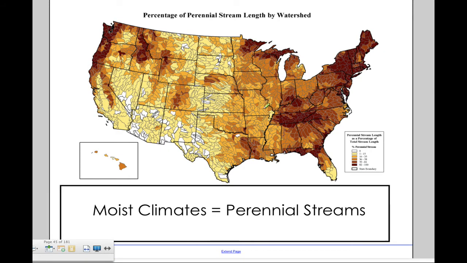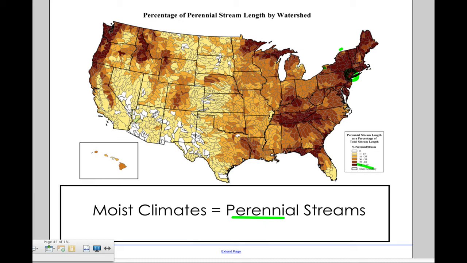So here we have rivers. Moist climates are perennial, streams that flow year-round. Darker colors show that if it's dark brown, most of the streams there are perennial. So here's New York. So you can see all of New York State except some outlying areas are filled with perennial streams.